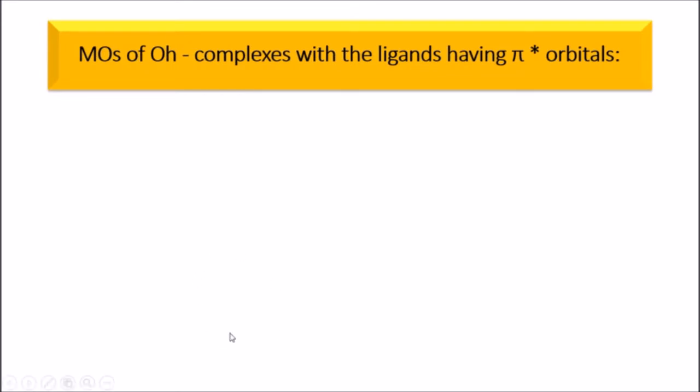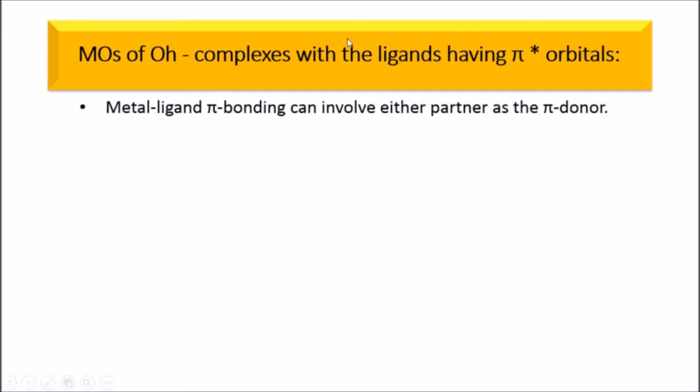The first point which we need to discuss is the molecular orbitals of octahedral complexes with ligands having pi star orbitals. These are ligands which have empty pi star anti-bonding orbitals which participate in the interaction, and they will receive electrons through back donation from the metal ion. So the tradition of donation here gets reversed, and instead of donation, acceptance will take place. Metal ligand pi bonding can involve either partner as the pi donor.